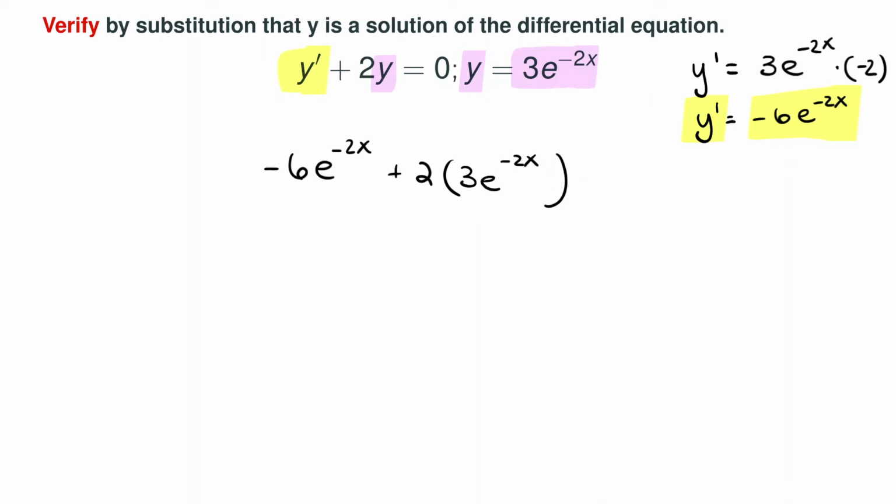And if our given y is a solution to the differential equation, then when we substitute in y and its derivative into this differential equation, we should get 0 as a result. And indeed we do, because this is negative 6e to the negative 2x and this is 6e to the negative 2x, so negative something plus positive of the exact same thing will indeed equal 0. So we've shown that the given y is a solution to the differential equation.